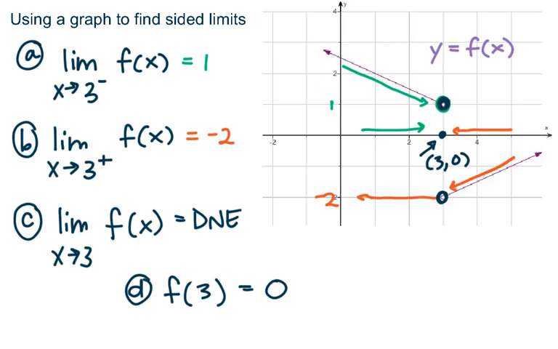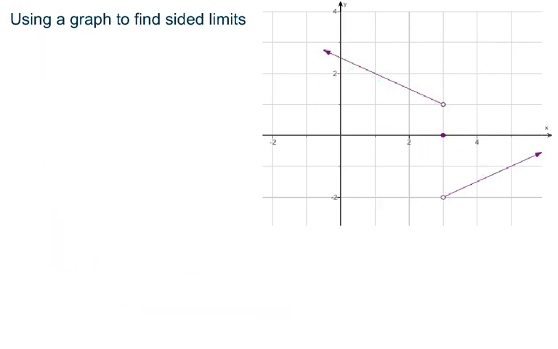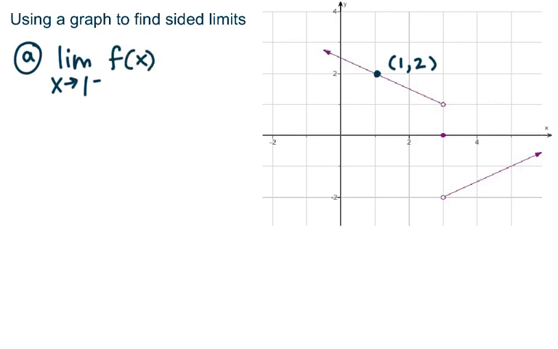So let me look at another example with this problem. Let's consider the point right here, 1, 2. So for part A of this, if I asked you to tell me the limit as x approaches 1 from the left of my function, as we approach 1 from the left, my y value goes toward 2.